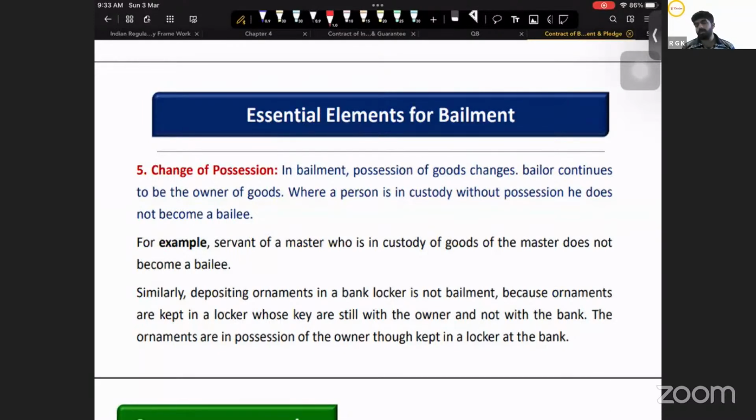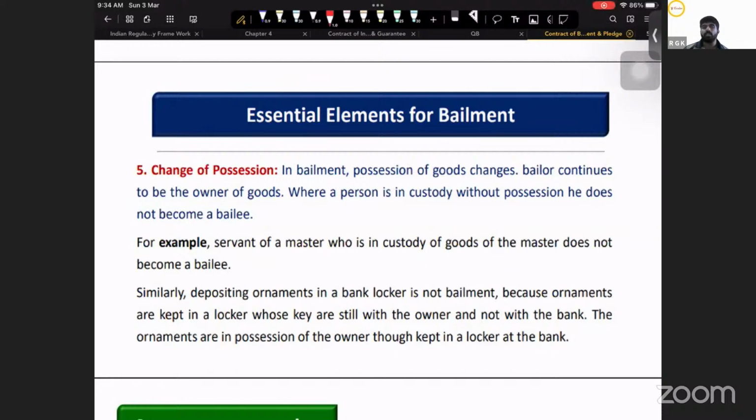You depositing the jewels in the bank locker will not be considered as bailment. All these are not to be considered as bailment because there is no transfer of possession happening here. Even though it looks like you have changed the possession, there is no change of possession, because depositing the jewels in the bank locker is just an exercise where the keys are with you only. That means there is no question of delivery happening there. If you give the keys to someone else, probably then I'll consider it as delivery. But retaining the key with yourself will not be considered as delivery at all.